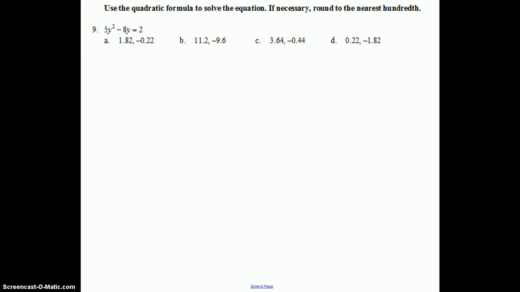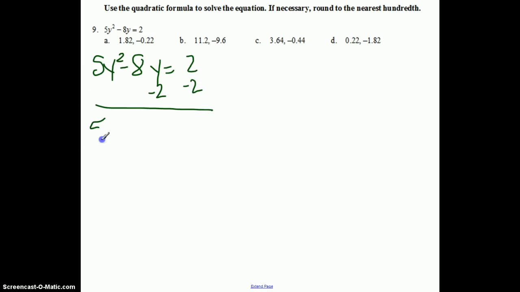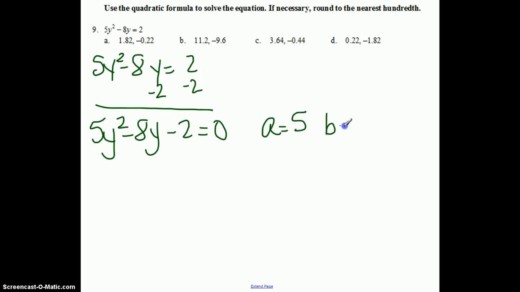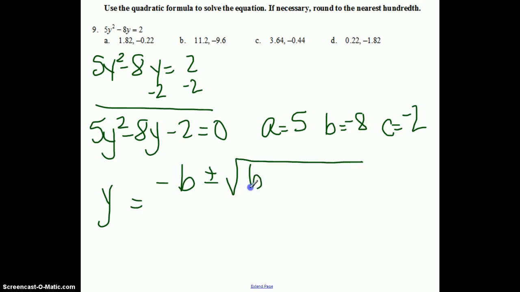Okay, next one. Use the quadratic formula to solve this problem. So first of all, somewhat of an issue because there's no 0. So I'm going to subtract 2 from both sides. So 5y squared minus 8y minus 2 equals 0. So A is 5, B is -8, and C is -2. Now this is going to be a y equals instead of x equals equation because of the way this is written out.